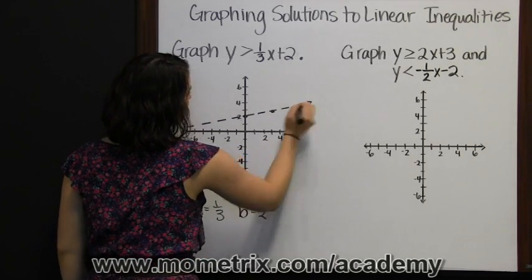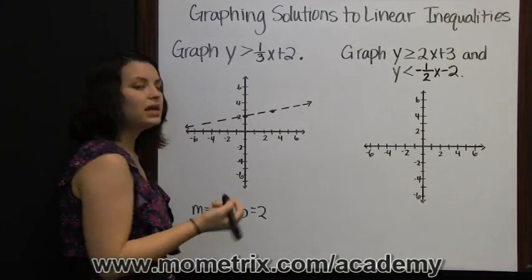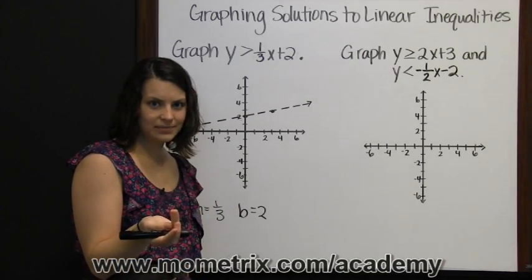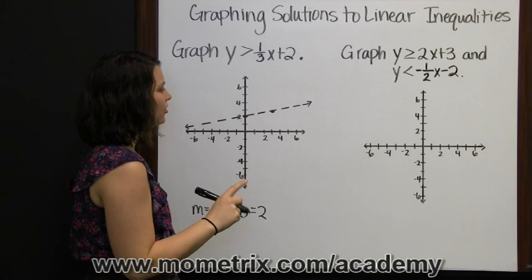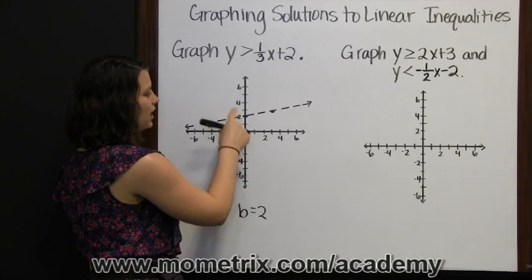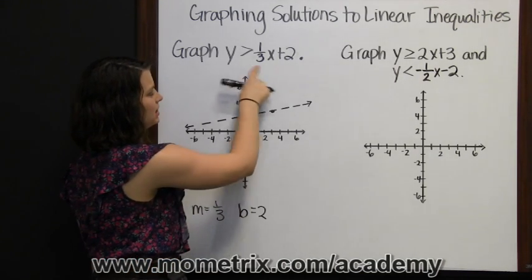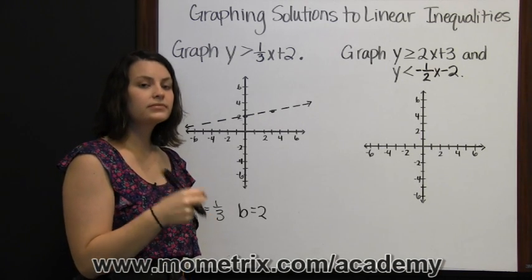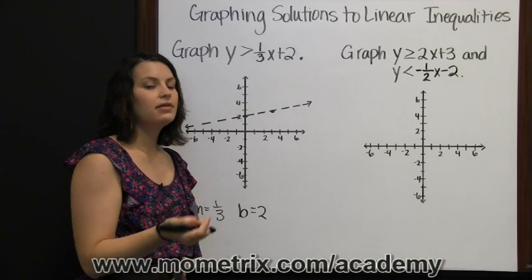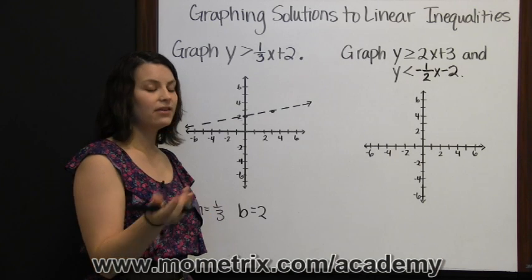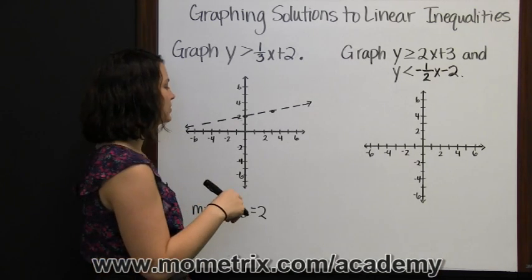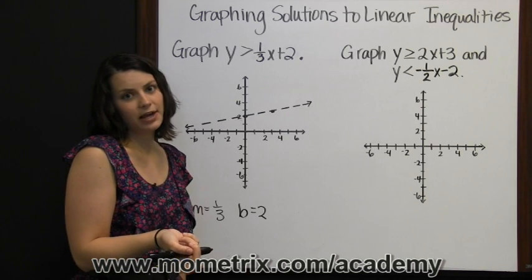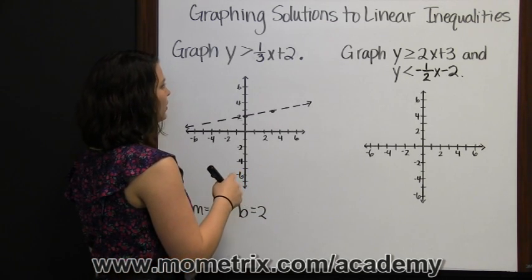The final thing we need to do to graph an inequality is to shade. But where do we shade? One way to figure this out is to pick a point on either side of the line and see if it satisfies your inequality. If it does, then that's the side you shade. If it doesn't, then you shade the opposite side. A good point to use is 0, 0 because it's pretty easy to solve for.